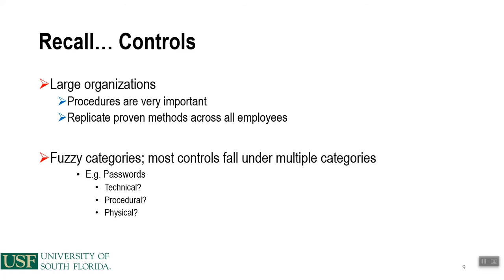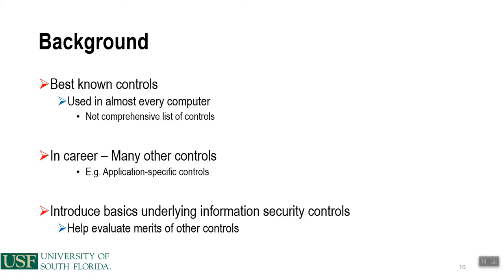So for example, passwords could be considered as a technical control, a procedural control, or a physical control. It just depends on how you define it and how you view it within your organization. So the best known controls are used in almost every computer, and it's not a comprehensive list of controls. In your career, there are going to be many different controls that you may employ within your organization. So there could be application-specific controls and so on.